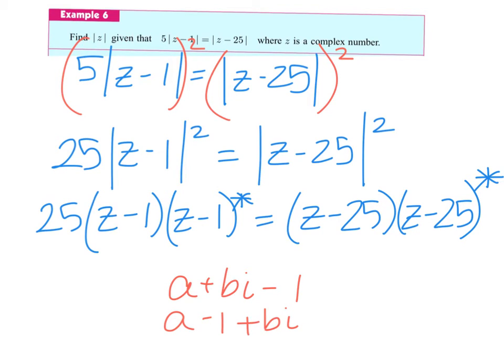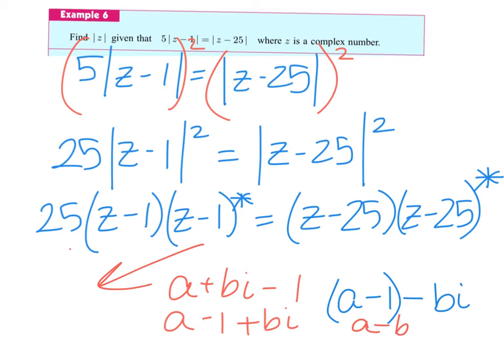So the conjugate of that, you keep the real part, and then just change the sign on the imaginary part. So you could use parentheses to see a little bit better. But the conjugate of z minus 1 right here becomes a minus 1 minus bi. This is the same thing as saying a minus bi minus 1.